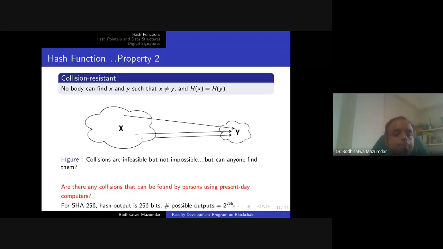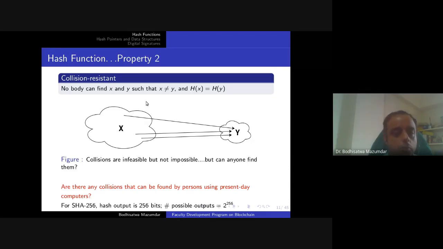As I mentioned, the hash function takes in strings of any size, so the search space, the sample space or the domain, is a very large value. But the output is pretty small. For instance, if it is a 256-bit output, that means the output range is 2 to the power 256. Only 2 to the power 256 values are there in this space.